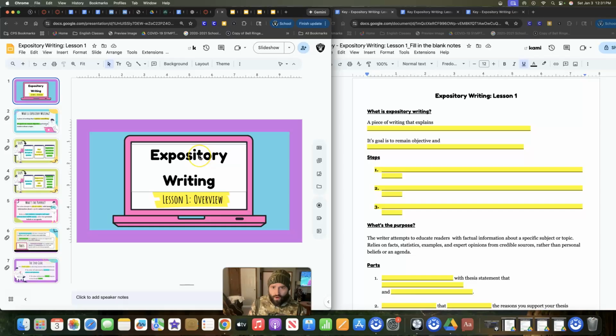Now, we're really just focusing on expository writing, but for the most part, what you learn today with thesis statements and body paragraphs applies to all essays. Like argumentative, narrative, whatever you are writing, generally speaking, all of this applies.